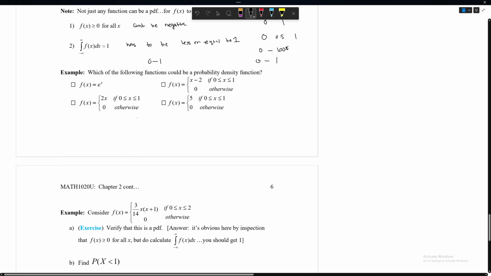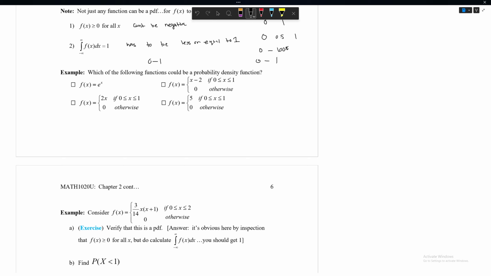So here there's a couple questions. Which of the following functions can be a probability density function? And so you just got to check, does it add to 1 or is it negative? For e to the x, the graph goes all the way to infinity, right? And so that doesn't add up to 1. And so that's not it.